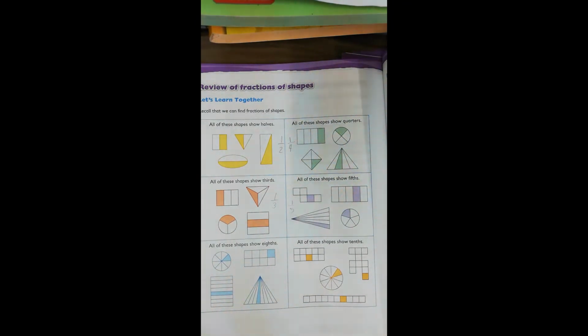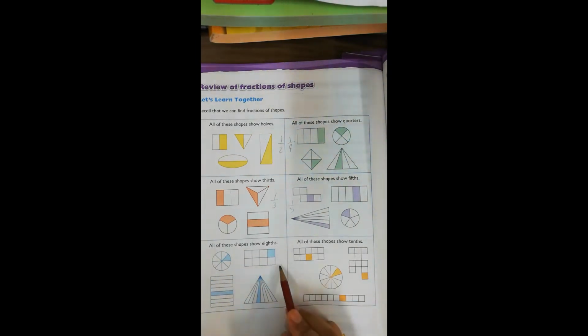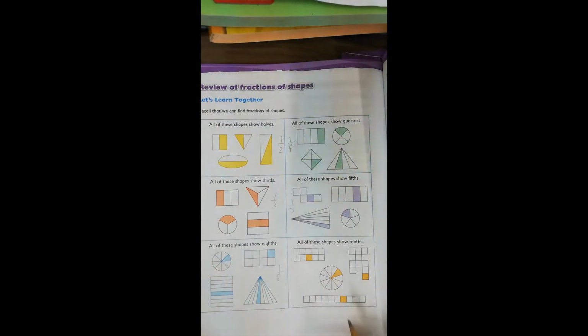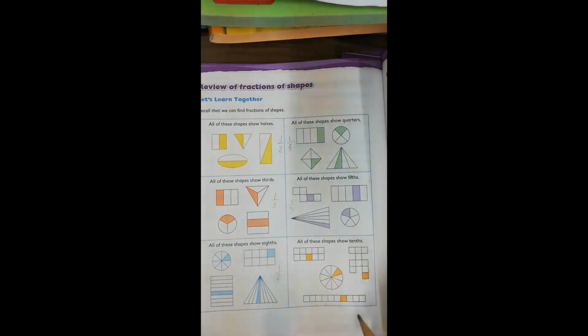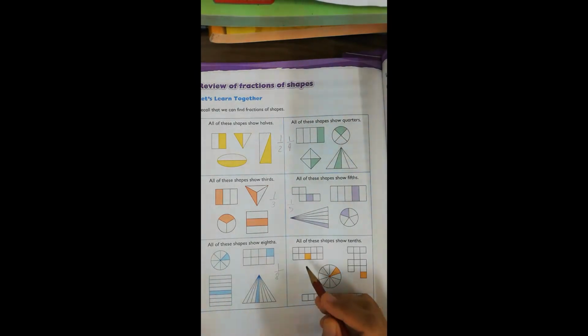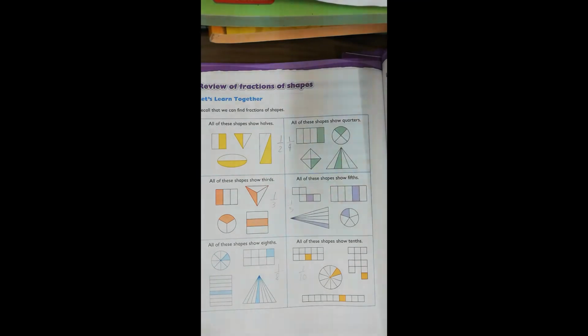Okay? 1/5. This part, it shows eighths, or it's divided into 8 parts and one is shaded, so that is 1/8. Okay, and this part show, or these examples, these shapes show tenths. Okay, or 1/10. Okay, so that's it.